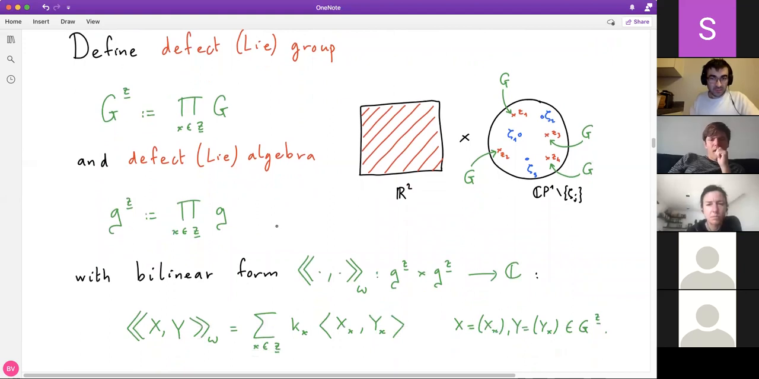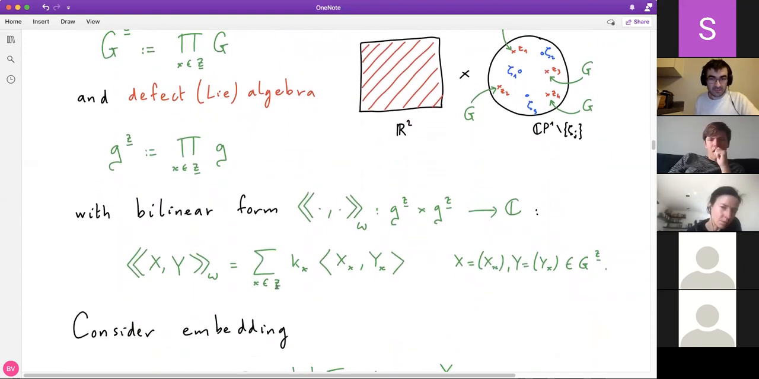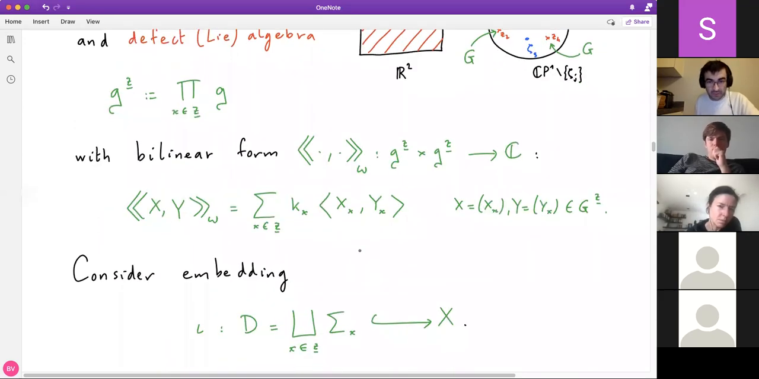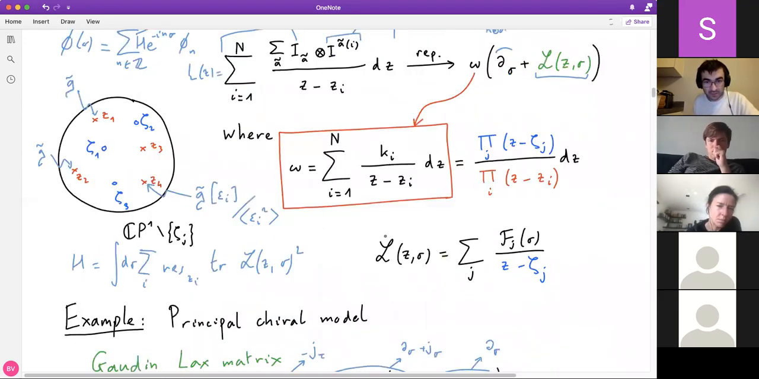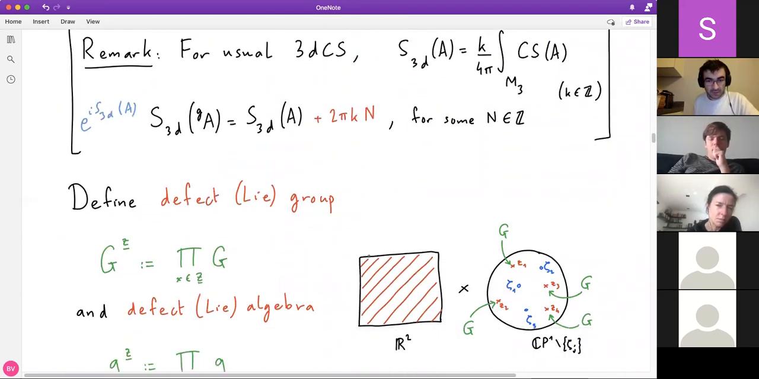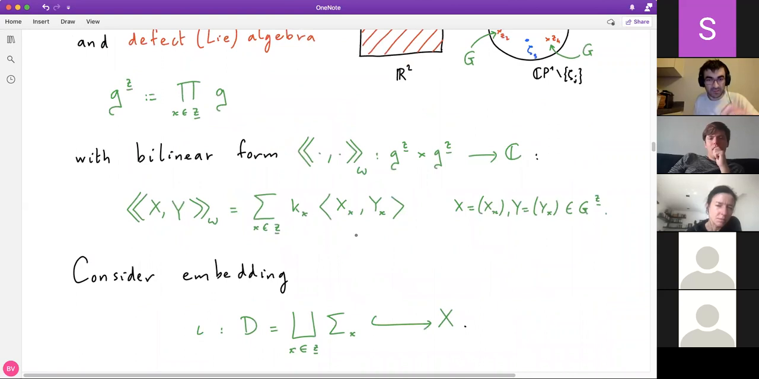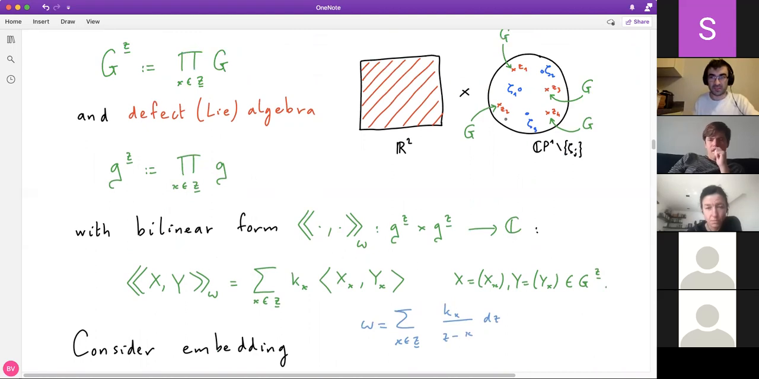And then on this defect Lie algebra, I have a natural bilinear pairing, which depends on the levels of the one form. So remember the one form I can write... I've introduced some new notation here. The levels k are labeled now by points, by poles of omega. So omega really is a sum over its poles, of k_x over z minus x, dz. So these are still the same as before, it's just the levels. And then you just take a linear combination of the bilinear pairings for each copy of the Lie algebra weighted by these levels. So this is a natural bilinear pairing on the defect Lie algebra.